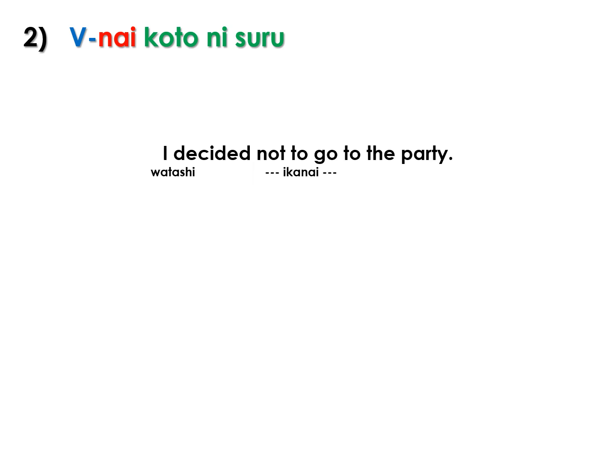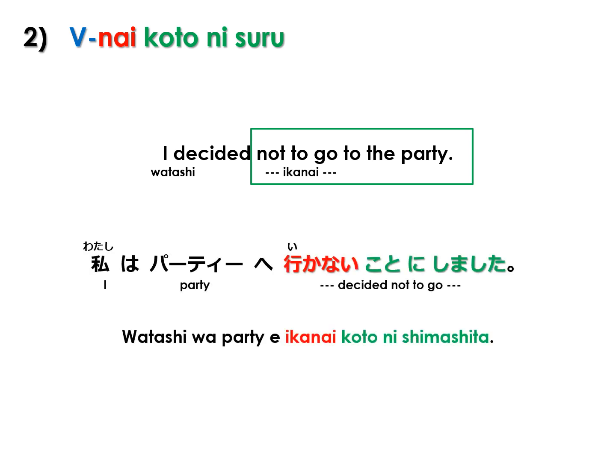I decided not to go to the party. We nominalize not to go to the party. In Japanese, watashi wa party e ikanai koto ni shimashita.